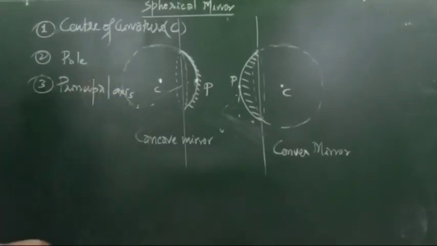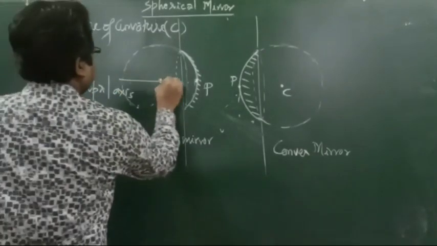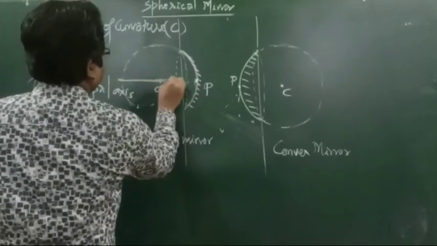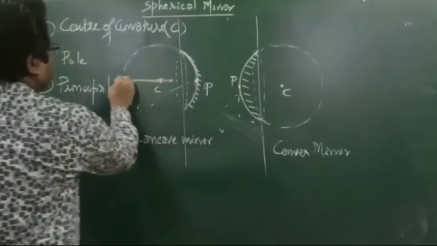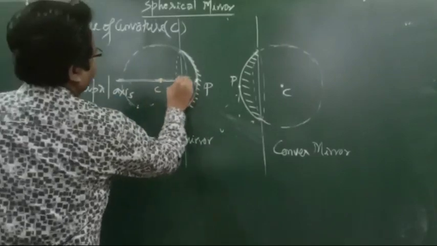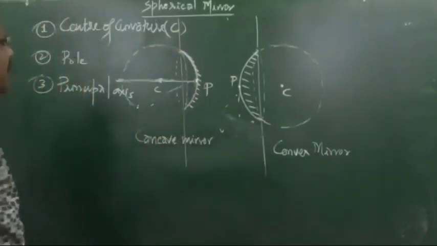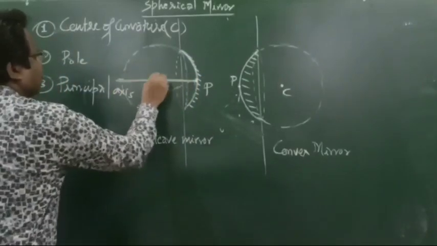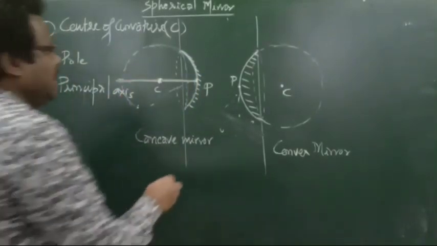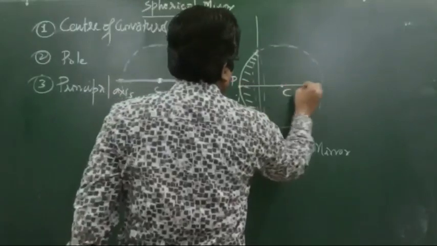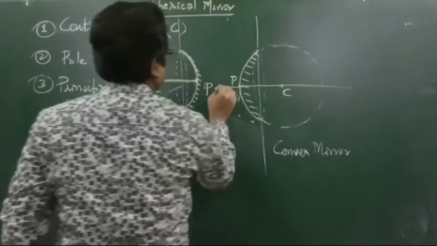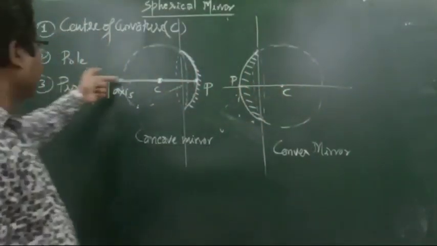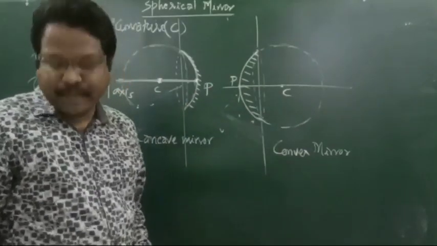What is the principal axis? The line joining the center of the spherical surface, the hollow sphere of the mirror, and the pole. The line joining the pole and the center of curvature is called the principal axis. This horizontal line is the principal axis.